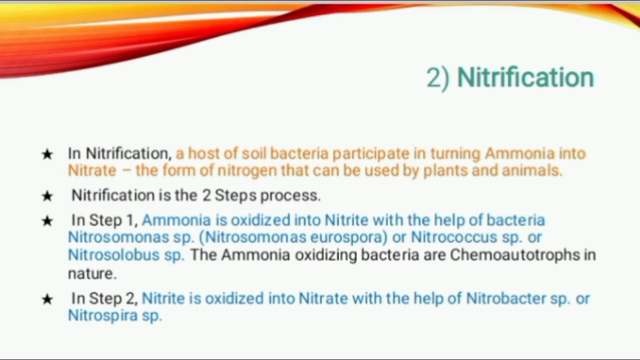Nitrification. In nitrification, a host of soil bacteria participate in turning ammonia into nitrite, the form of nitrogen that can be used by plants and animals. Nitrification is a two-step process. First, ammonia is oxidized into nitrite with the help of Nitrosomonas species. The ammonia oxidizing bacteria are chemotrophs in nature. Second step is nitrite is oxidized into nitrate with the help of Nitrobacter species.